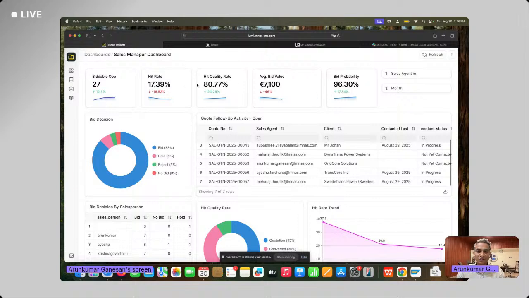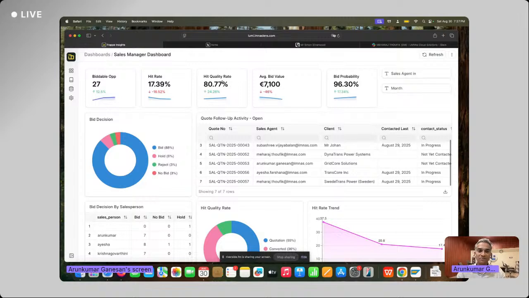So before we get into the solutions, I would also like to understand the hit quality rate. I have heard of hit rate. What is hit quality rate? Hit quality rate is nothing but the number of qualified leads that went into the next stage, from lead to opportunity stage, right? You would have thousands of leads coming into your system, but you could only qualify 100 leads, and out of the 100 leads, how many are moving to the next stage? So that is the rate.